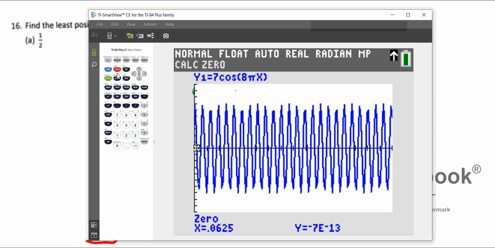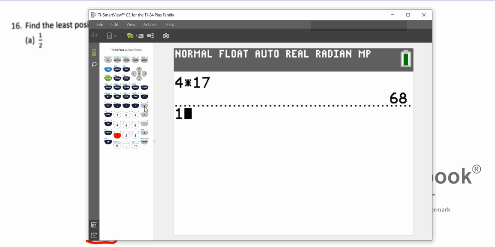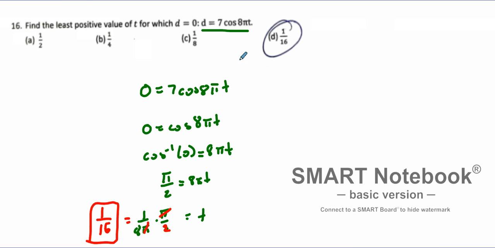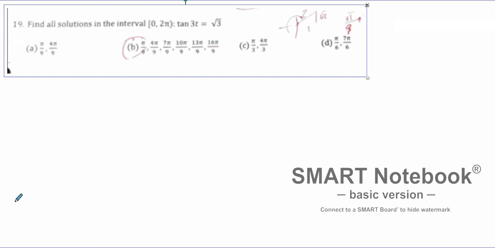0.0625, if you took 1 divided by 16, guess what? 0.0625. All right, so that's how you can verify that that's your answer. So 3 different ways using a calculator, also by hand, on how to solve that.